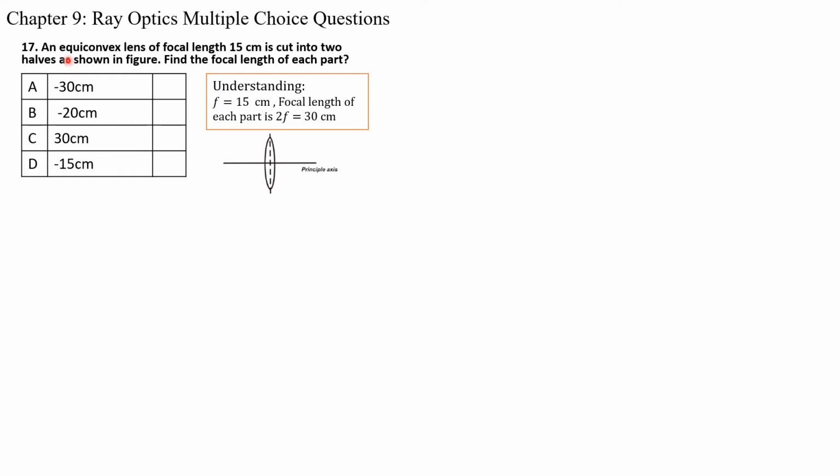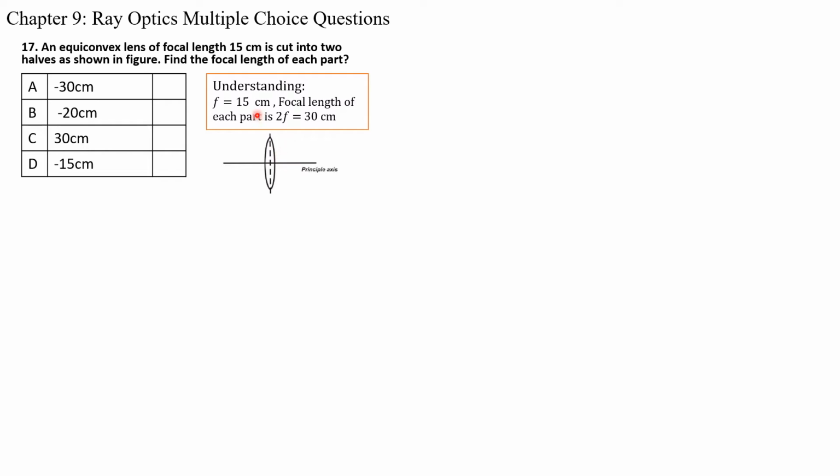Question number 17. An equiconvex lens of focal length 15 cm is cut into two halves as shown in the figure. This is the principal axis and this is the perpendicular axis. So it is cut into two halves. This is one half here and one half. Find the focal length of each part.